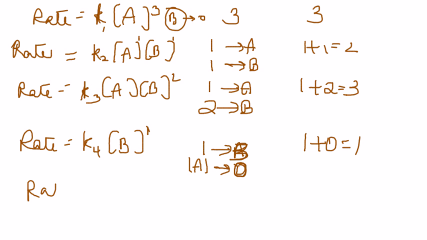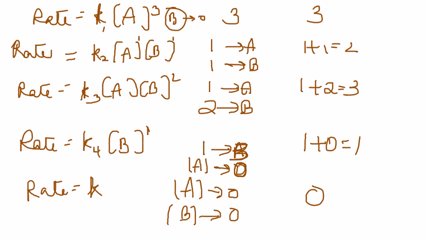And the last one is rate is equal to K. That means since neither A nor B features, it's going to be 0 with respect to both of those, and so the overall order is going to be 0 as well. All right, let's go forward.